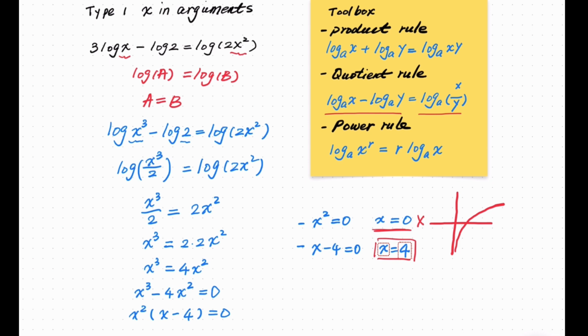Okay, to recap, remember that the key feature of this equation is that there are log expressions on both sides, and the variable is in the arguments of the log expressions. To solve this type of equation, we need to combine all logarithmic terms to have a log expression on both sides with the same base using the logarithmic laws.